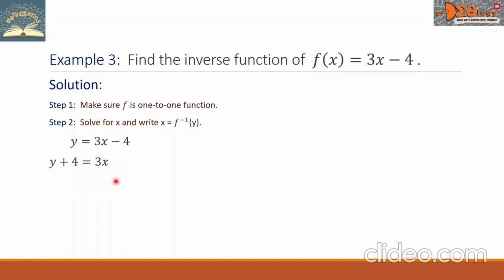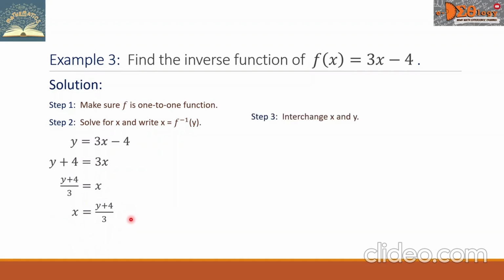We divide the equation by the coefficient of x, which is 3. So the left side becomes (y + 4)/3 equals x. We just interchange the position of x and the left side value. So x comes to the left, equals the fraction (y + 4) all over 3.